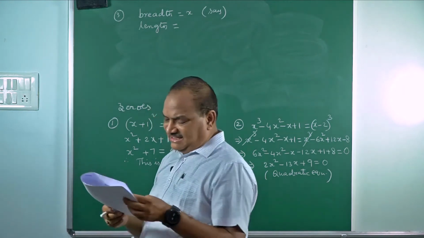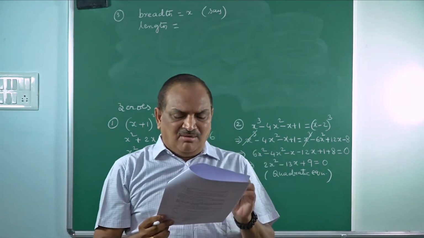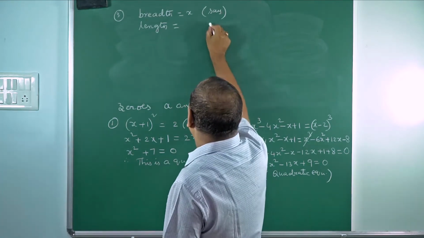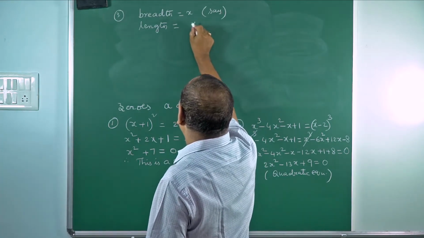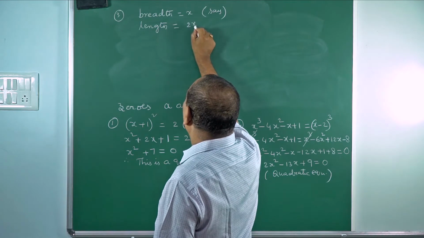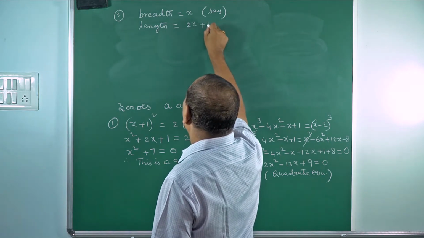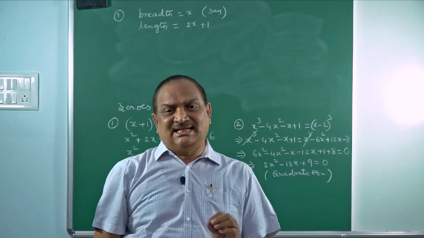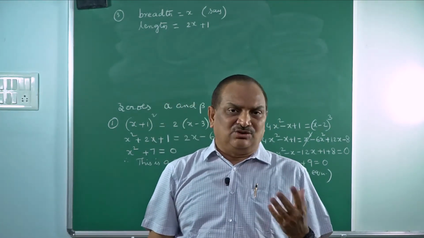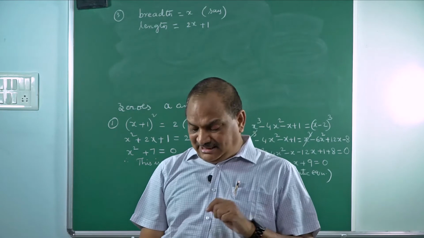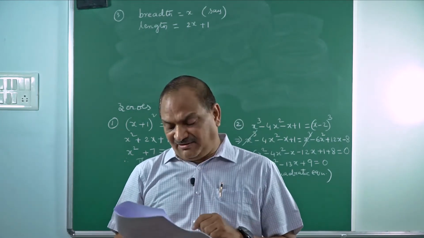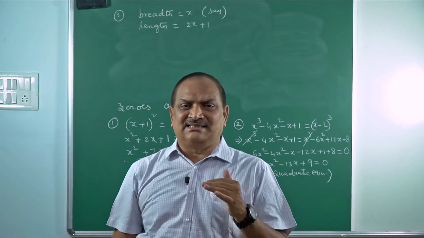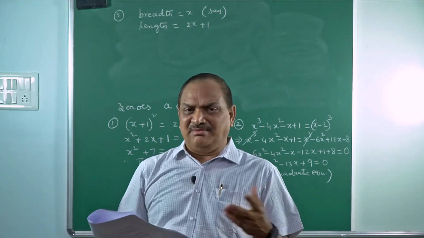He says length is one more than twice its breadth. You take breadth, multiply it by 2, twice its breadth, and one more than that. If you assume that the breadth is x, you know what length is all about. But he says that the area is 528 meters square, and area is in square meters.